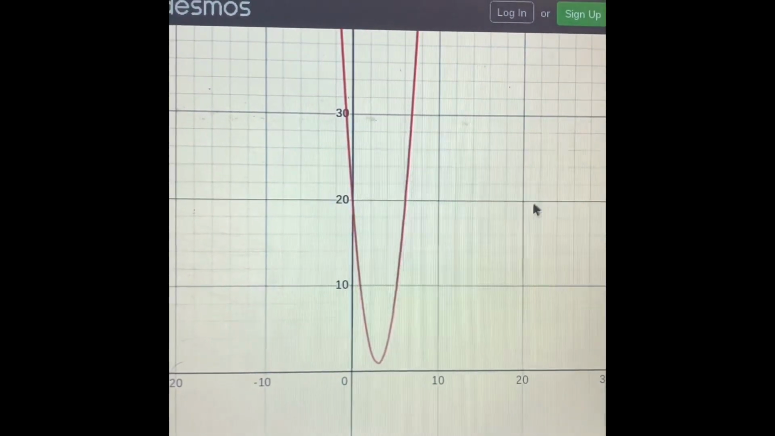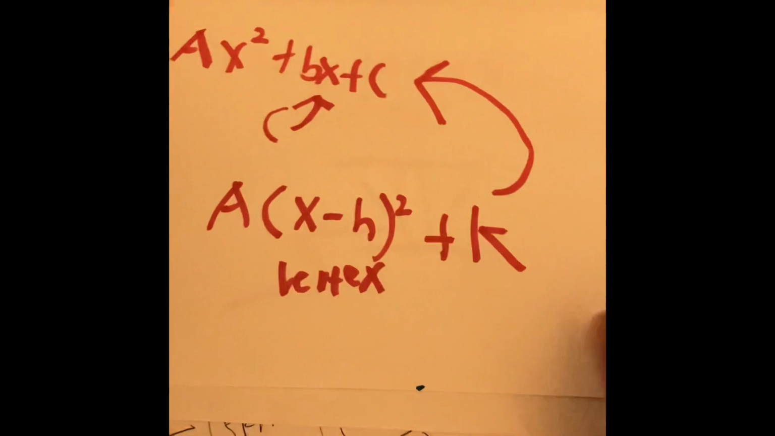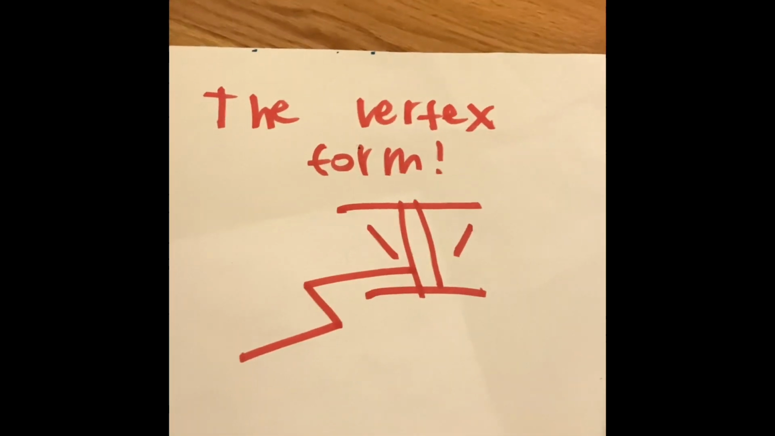And we now know how to graph and understand what the vertex form is. I hope this video has helped you.